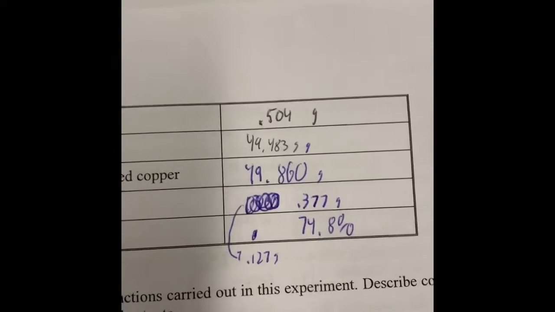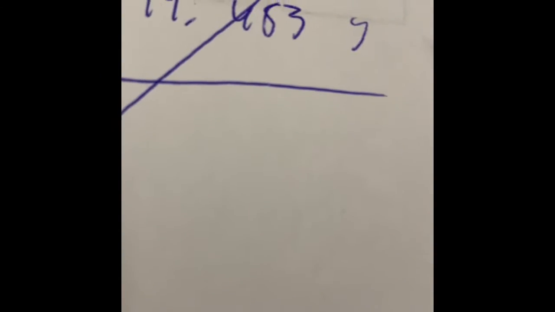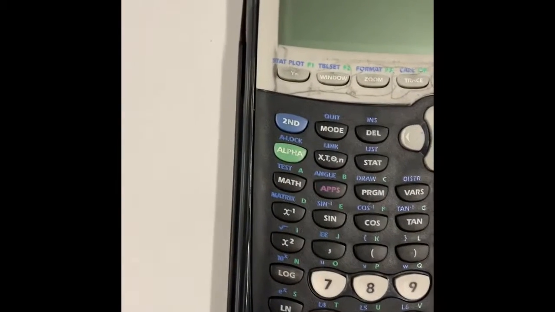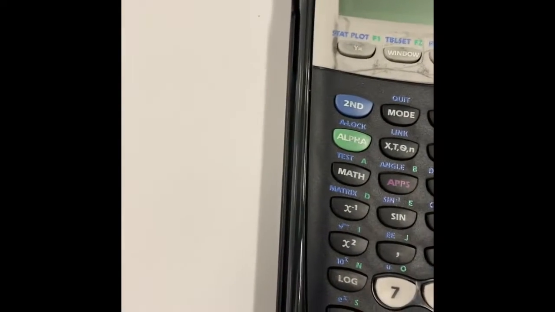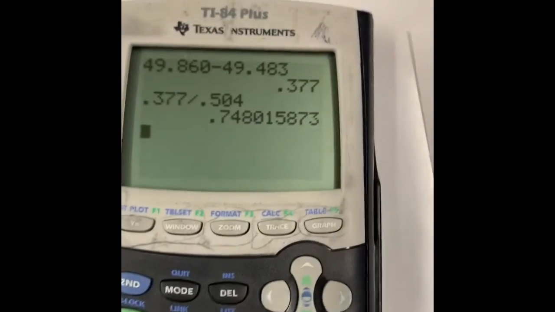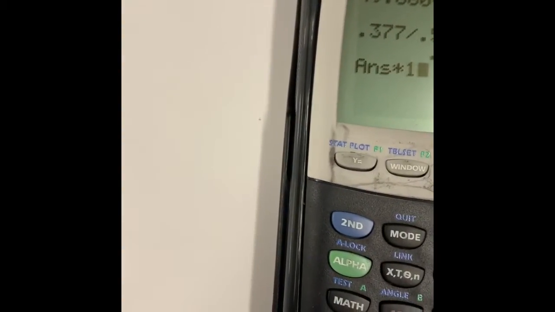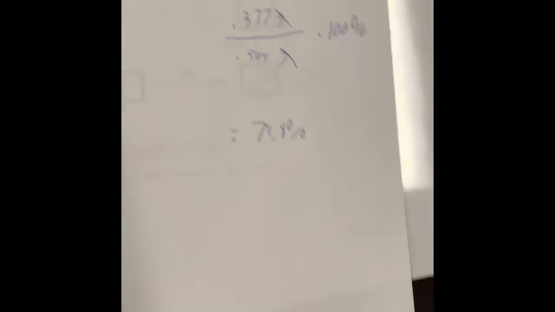Comparing that to the initial mass of 0.504 grams, divide the two to find the percent yield. 0.377 grams divided by 0.504 grams, the grams cancel, times 100%, 0.377 divided by 0.504 equals 0.748 times 100 equals 74.8%. 74.8% of the original copper came back.